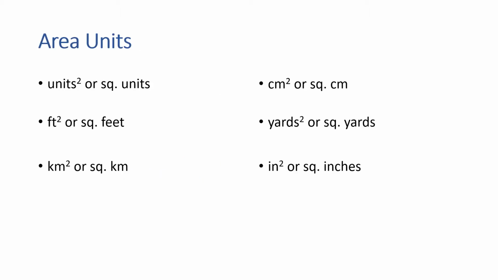The area units for this kite or any area of a polygon is going to be in square units. So in other words, when you're dealing with the units of area, you have to make sure that there is a 2 in the right-hand corner of the units, or you can say square units.